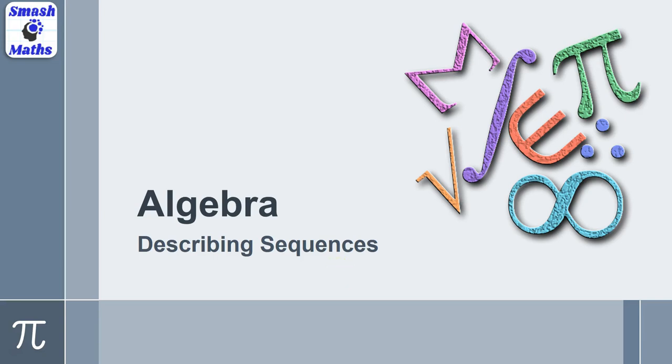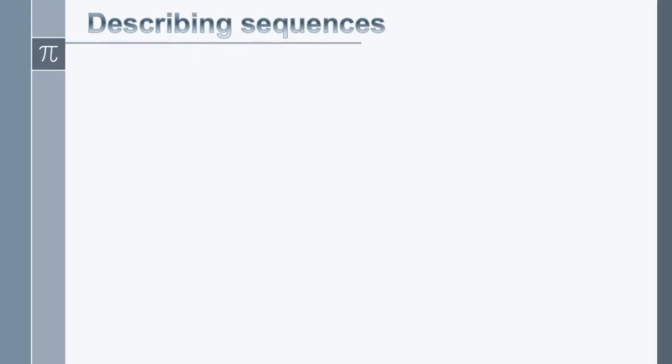In this section, this is our second video on sequences. In the first video, we looked at how we can use rules to make sequences. In this video, we're going to look at how we can look at a sequence and decide what the rule is going to be, which is the slightly harder of the two skills. So here we go.